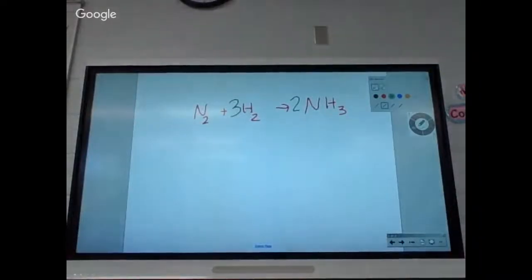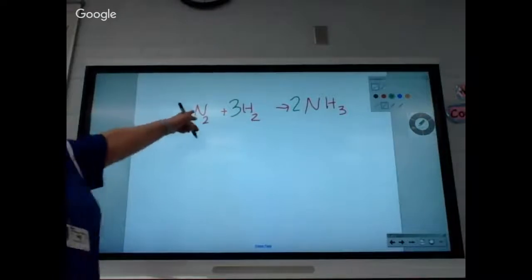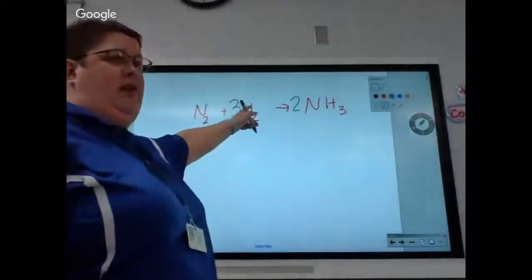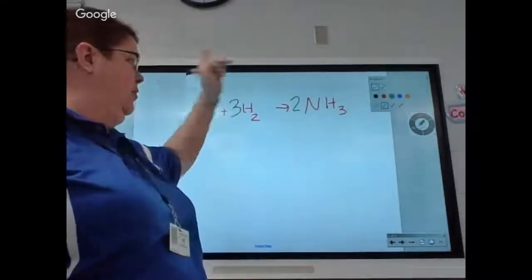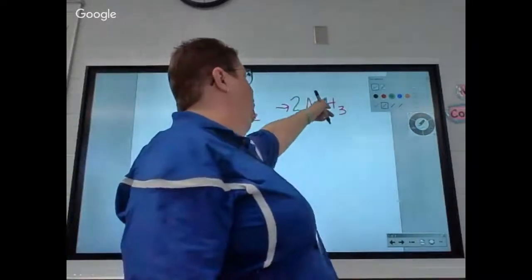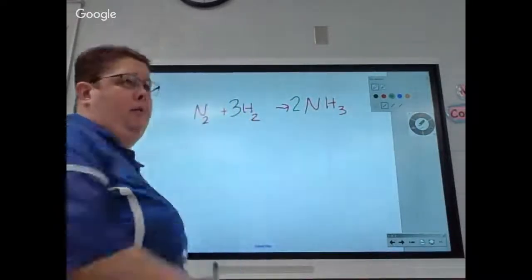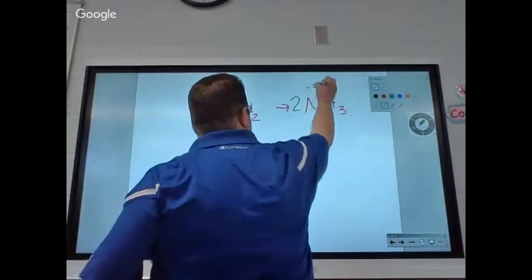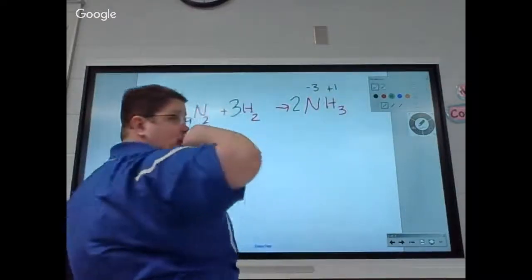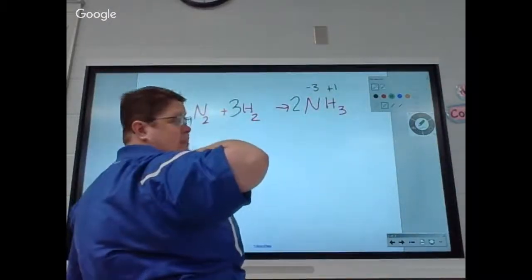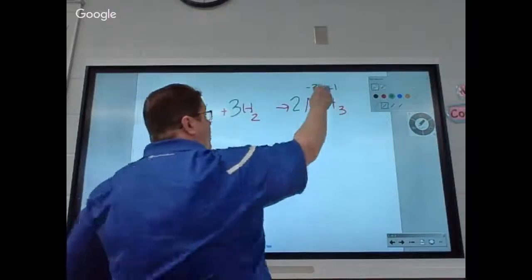Nitrogen in this particular case is 0 there, 0 there, because they're free elements. They don't have oxidation numbers. And over here, nitrogen's a -3 and hydrogen's a +1. This is actually -3 and that's +1. The negative is actually first in this case. It's an exception.